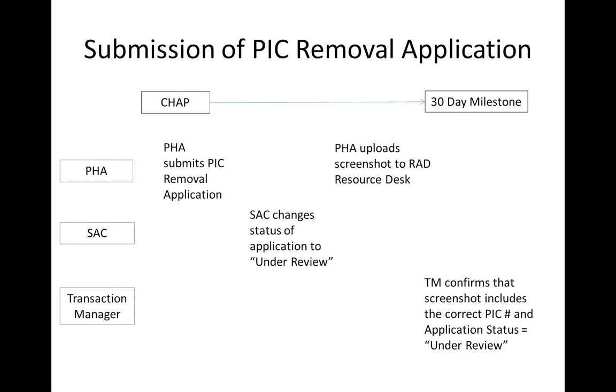The application comes into PIC. The SAC looks at the application, gives it a very cursory review, and changes its status to under review, which is just a status change. It's not really substantive. We're asking now for the PHA to upload that screenshot into the resource desk. Why? Well, rather than have you all go into PIC and learn a new system and try to verify, we put the onus on the PHA to upload the screenshot, which takes another 2 minutes, onto the resource desk.